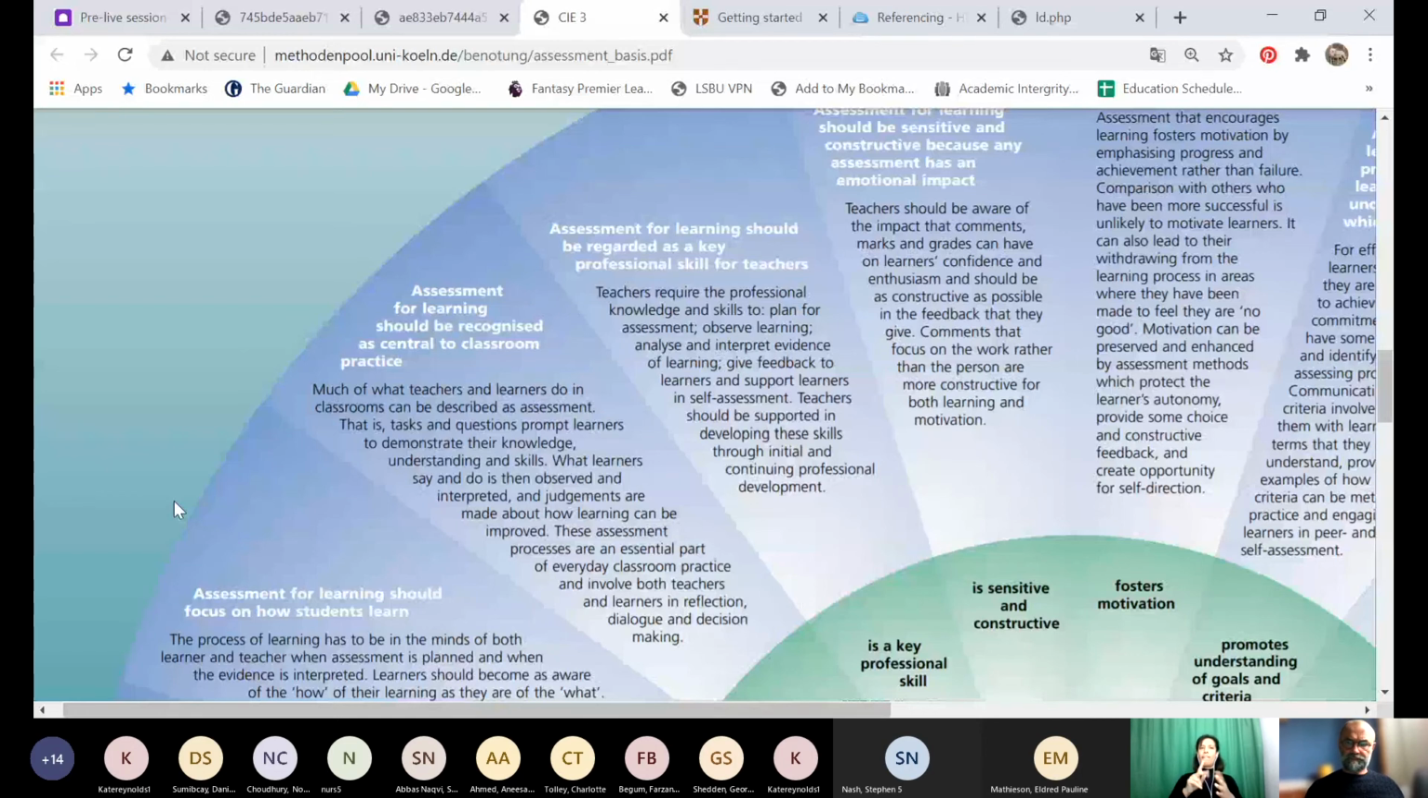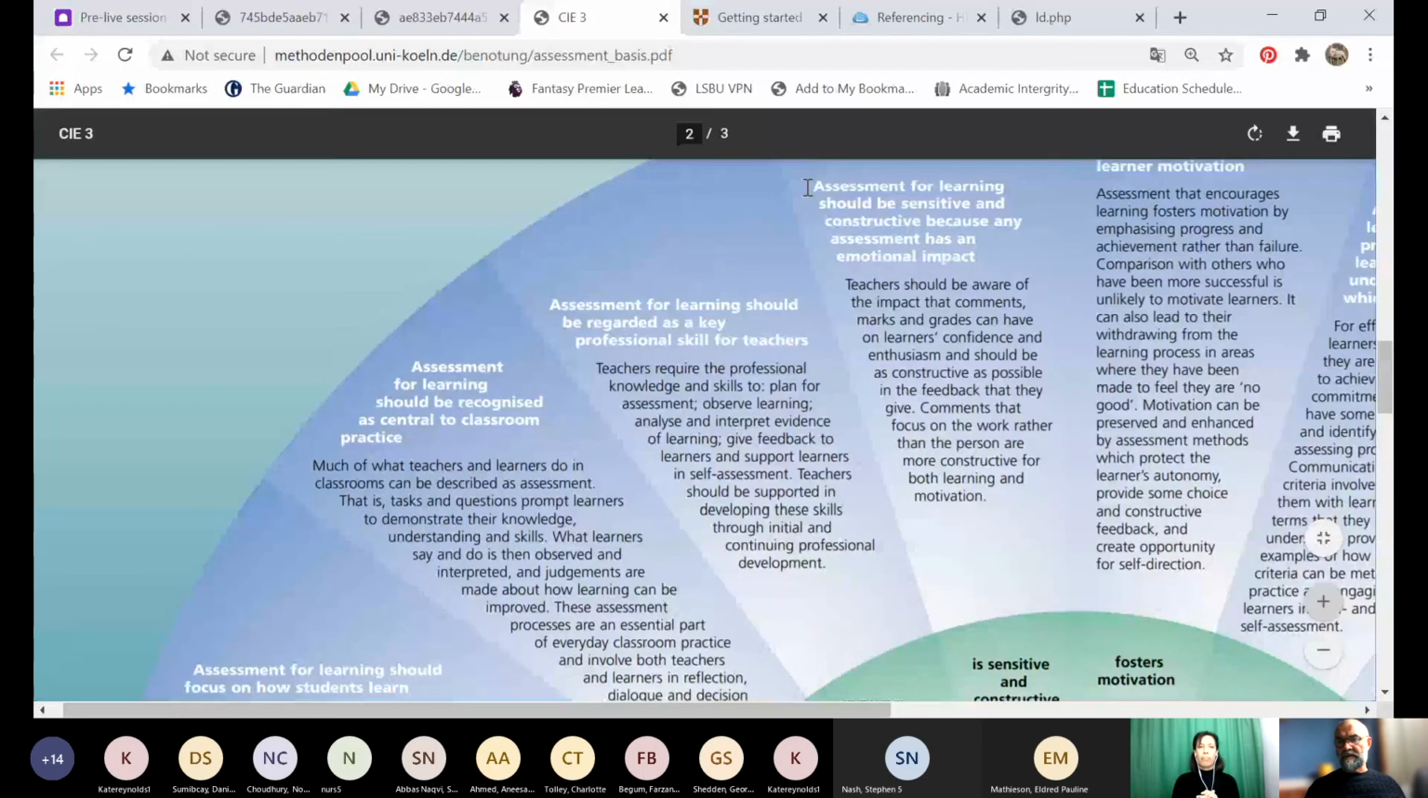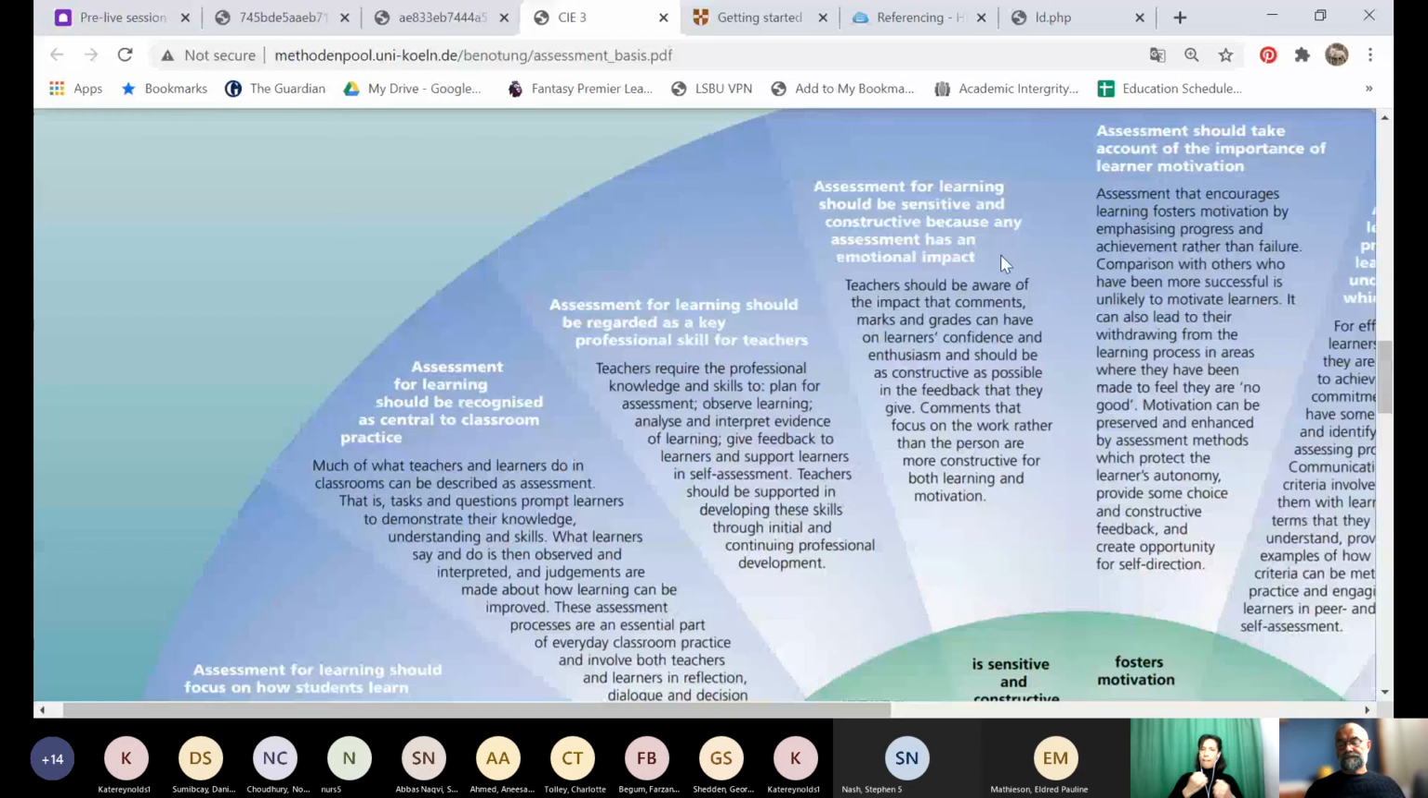So, for example, here, the Assessment Reform Group say that assessment for learning should be sensitive and constructive because any assessment has an emotional impact. Let's just take that one idea. So when you are looking at examples of teachers' feedback, one question you could ask yourself is this teacher demonstrating or providing evidence of being sensitive and constructive?